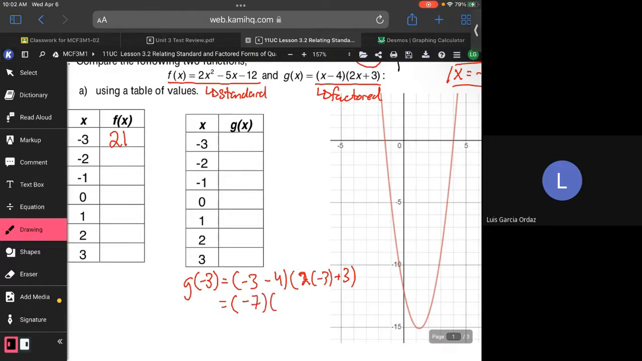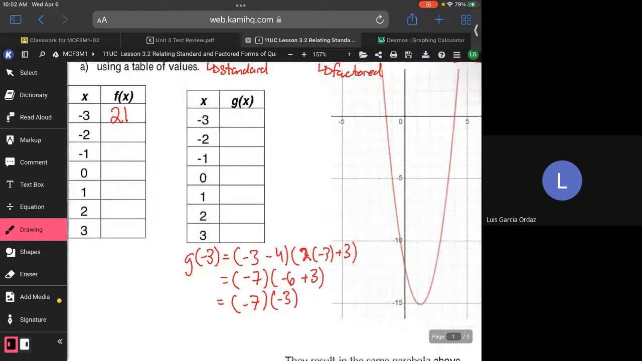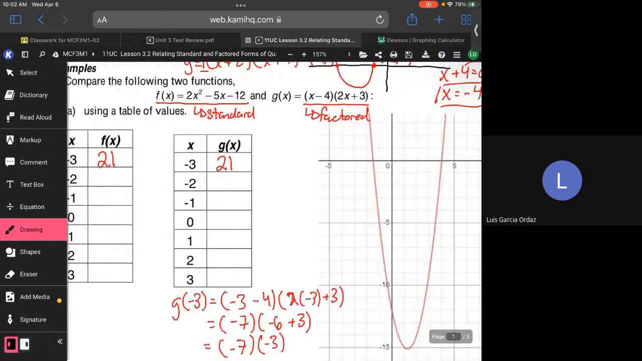Okay. And in my second bracket, I have 2 times negative 3, which is negative 6, plus 3. What's negative 6 plus 3? Negative 3. And now to figure out my y value when x is negative 3, I just have to multiply those two numbers together, which gets me positive 21. It's the same thing, because when you factor the standard form, it gets you this.